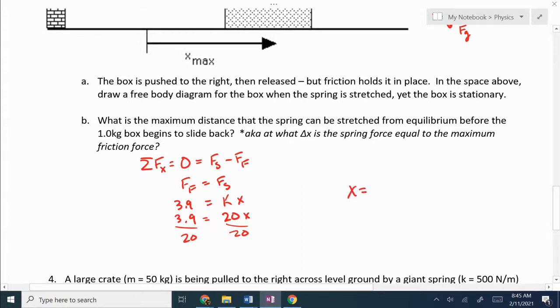And x is equal to 3.9 over 20, which is 1/5 just about, yep. 0.2 would be fine as well. Either or.